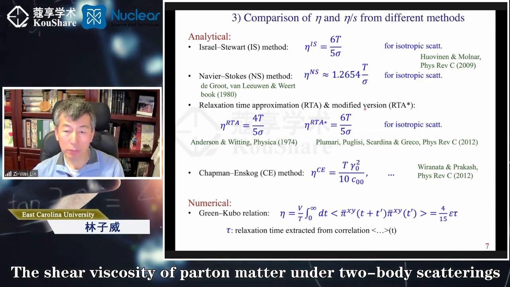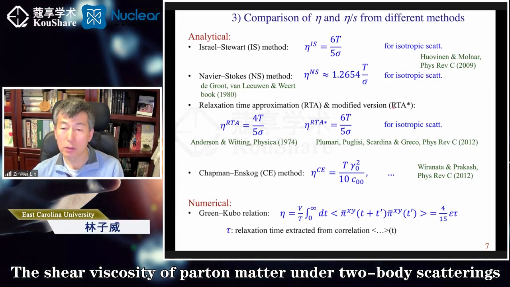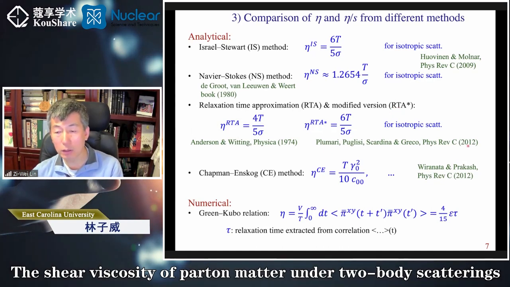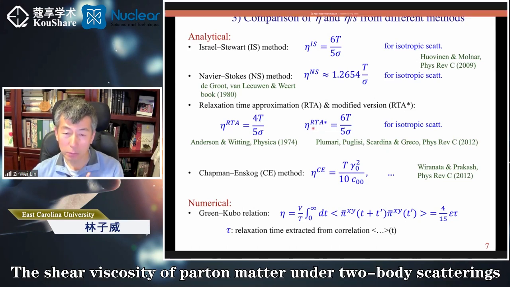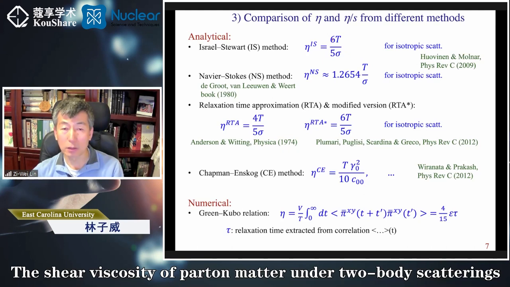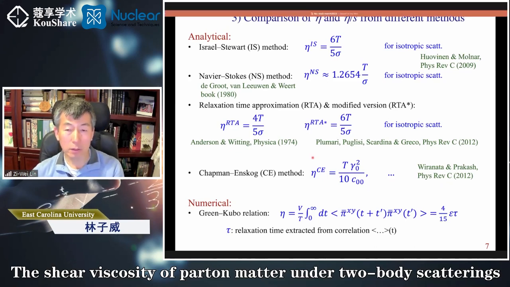And then there's also a modified version of the RTA method, which we call RTA star. Actually, this was called RTA star first in this paper about 10 years ago. And that modified formula writes it as 6 over 5 sigma, the same as the Israel-Stewart formula, as you can see. And then there's the Chapman-Enskog method, where the shear viscosity depends on temperature and some other factors, which we will see later. This was derived also about 10 years ago. And we can see that the analytical results are a little bit different.